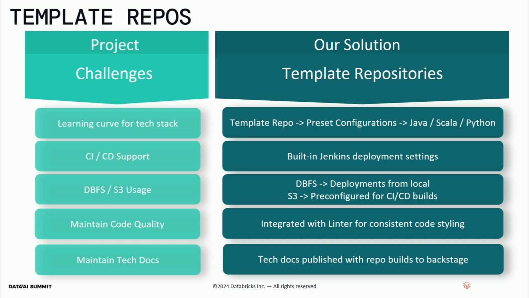And there are certain built-in Jenkins deployment settings, so you don't have to do anything special to have this CI/CD support. We also have examples about the usage of DBFS and S3. We typically use DBFS for all our local dev testing, but then we use S3 for all the staging and the production level environment workflows. We also have integrated this with a linter, which is a code styling tool. So you can catch all the inconsistent code styling well before things move to production. You can also run this command locally and find out any inconsistent code styling issues with the Python, and you can fix those. And finally, the documentation.